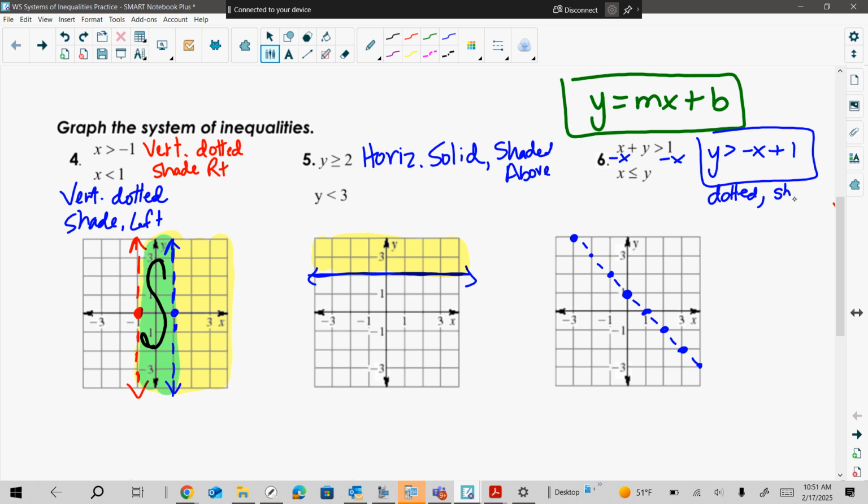And this would be shade above. Yep. So I would shade above, which would be here. Sorry.